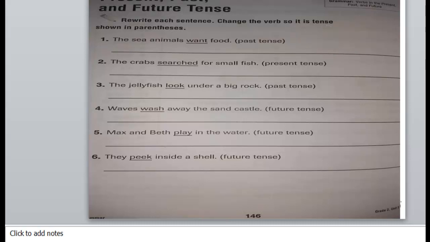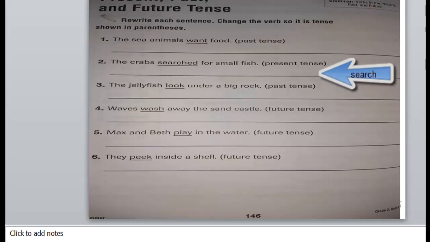The crabs searched for small fish. Make the underlined verb into the present tense. What are we gonna do to make the past into the present tense? Okay, let's remember what we do to change the present into the past. We add ed, right? Okay, what if it's the opposite? We want to change the past into the present. So, what are we gonna cancel here? Oh yeah, we're gonna cancel the ed. Perfect, good guys. Okay, so it's gonna be the crabs search for a small fish.